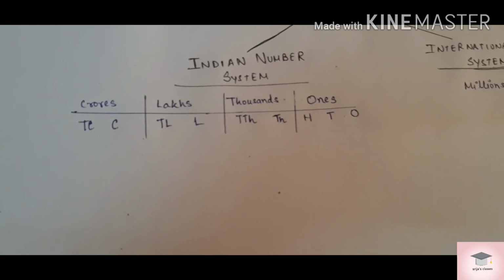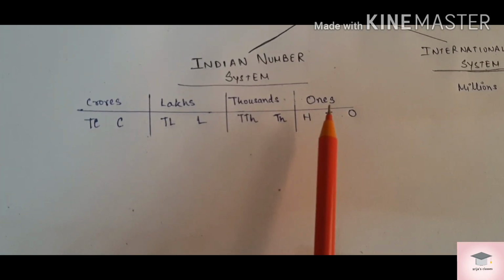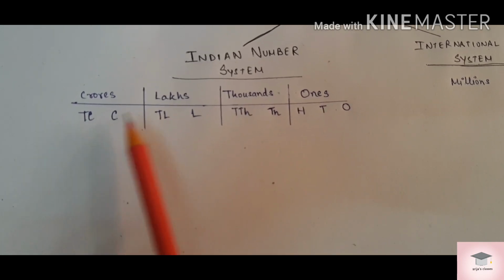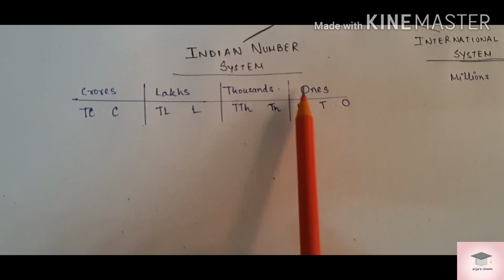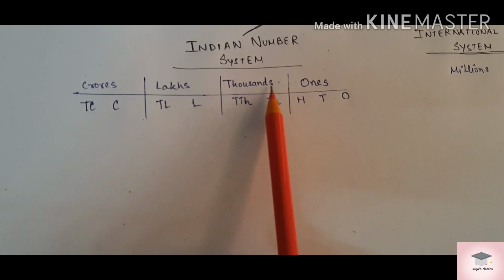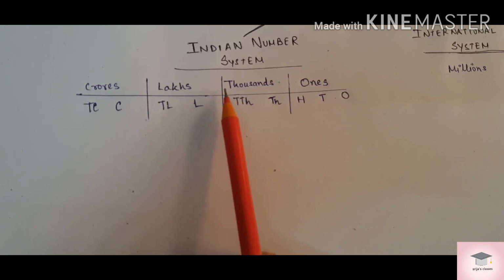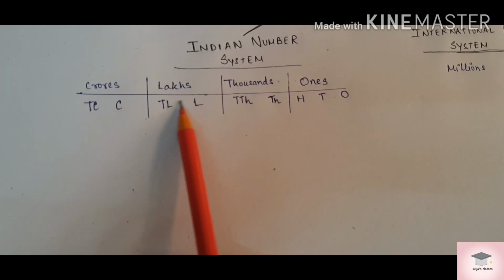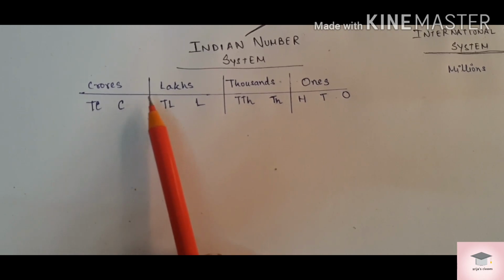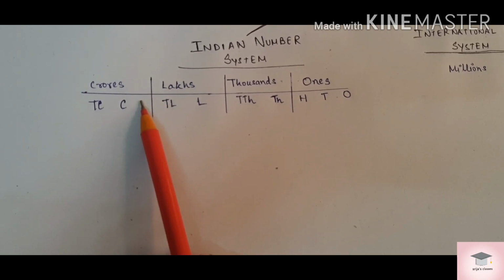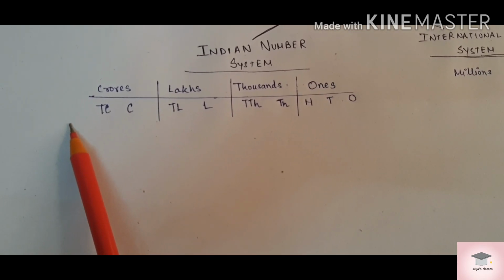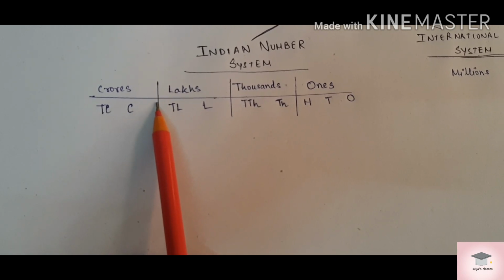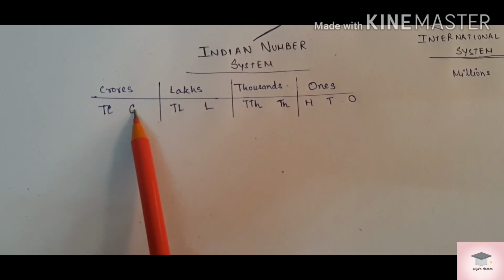Now, where do we put the commas? We put the commas between each period. So here we will put the comma after we complete the ones period, after we complete the thousands period, after we complete the lakhs, then we'll put a comma, and then after we complete the crores period. But after crores period there is nothing, so the last comma will be here in between lakhs and crores.